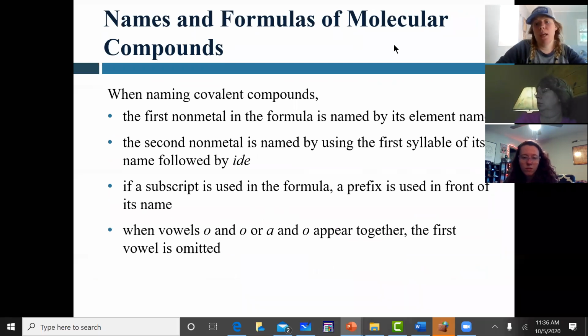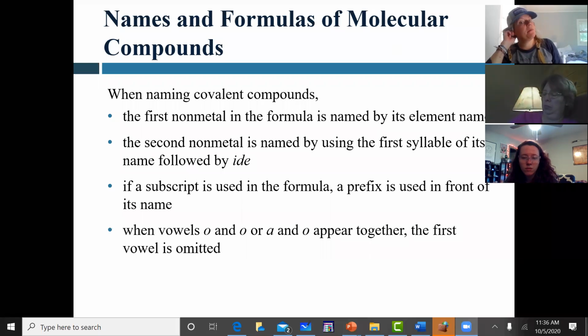So when we're naming molecular formulas, this is kind of the more important part. We follow a totally different system than the ionic. So everything that you used for ionic, balancing charges, Roman numerals, don't use any of that here. When we're naming a covalent compound, the first thing is to identify that it is covalent or molecular.